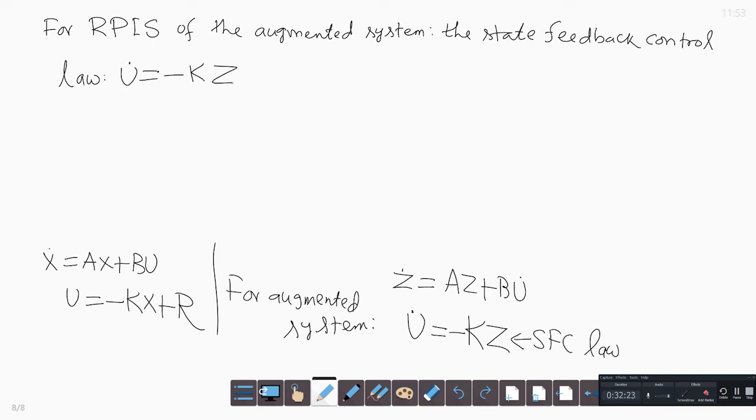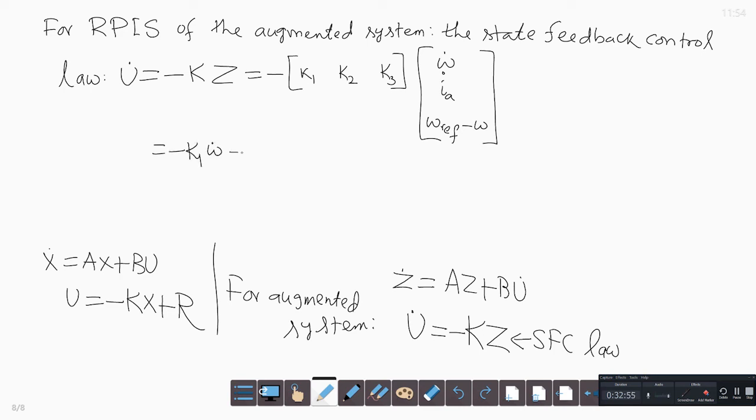Partitioning the K matrix, we can write K1, K2, K3. This is u dot, this is K, and Z is omega dot, Ia dot, and omega reference minus omega. This is the augmented system matrix Z. So, u dot is minus K1 omega dot minus K2 Ia dot minus K3 into omega reference minus omega. This is the u dot, which is the input to the augmented system.